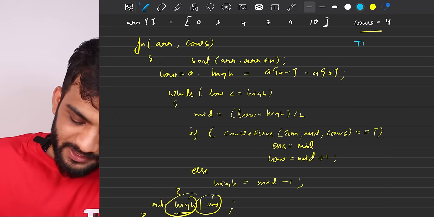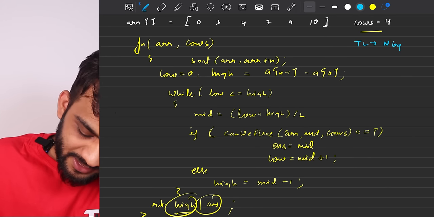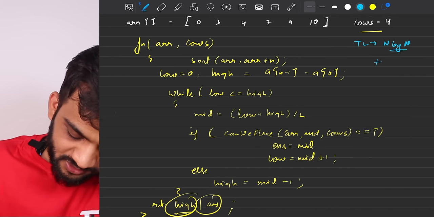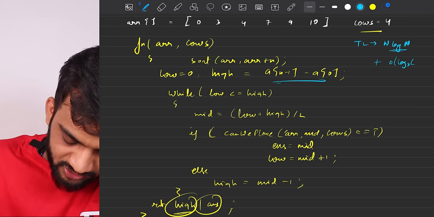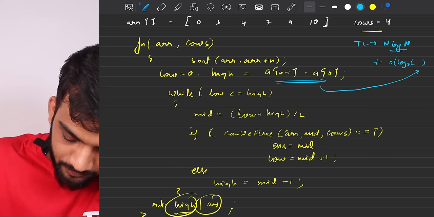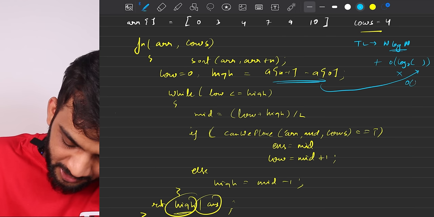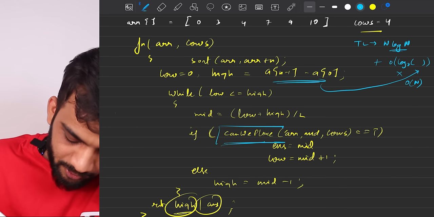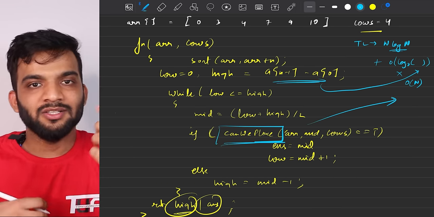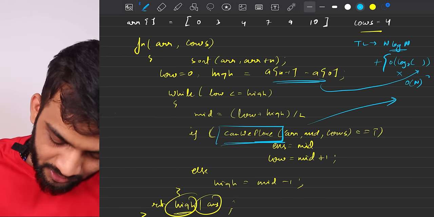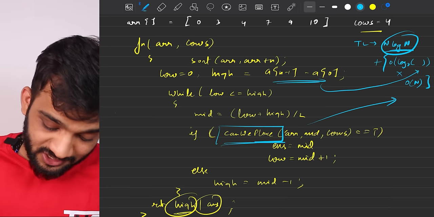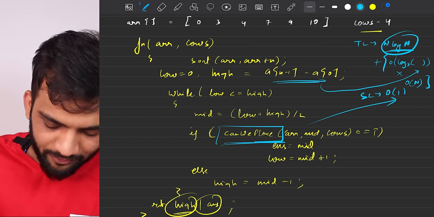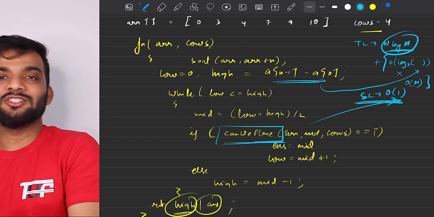So what will be the time complexity? Sorting at first, so that's an n log n, plus you're doing a binary search, so that's a log base 2 and the range is this. So goes to this, multiplied with a big O of n because we are calling a can we place which takes a big O of n. So this will be the overall time complexity: this multiplied with this, plus the sorting n log n. And what is the external space? Nothing, big O of n. Sorry, big O of 1 is the external space that we are using.